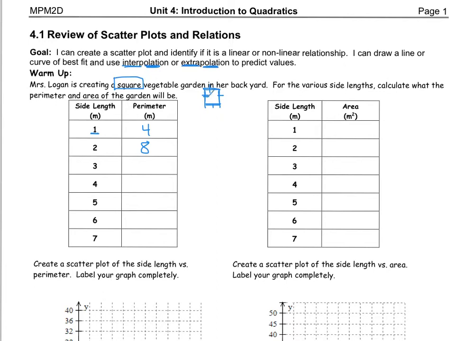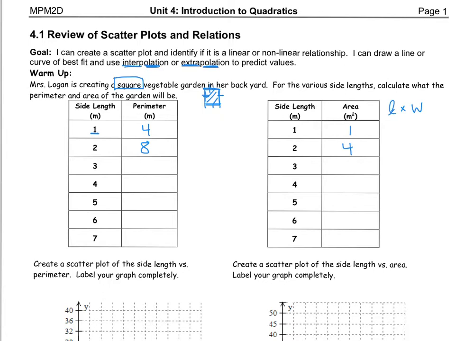Area is the amount of space inside my garden, and area we know is length times width for a square. The length and the width would be equivalent, so if my side length was 1, I would be 1 times 1 or 1 square meter of area. Likewise, if my side length was 2, I'd be 2 times 2 or 4 square meters for my area. So again, you can calculate the areas for the various side lengths here.